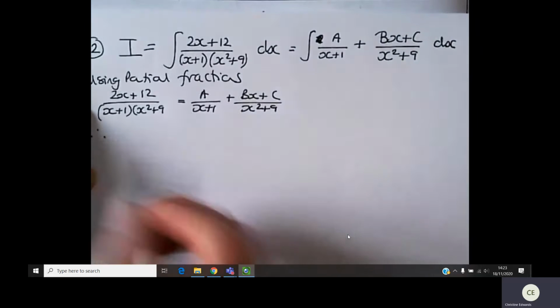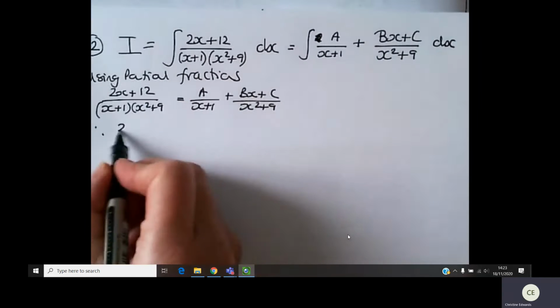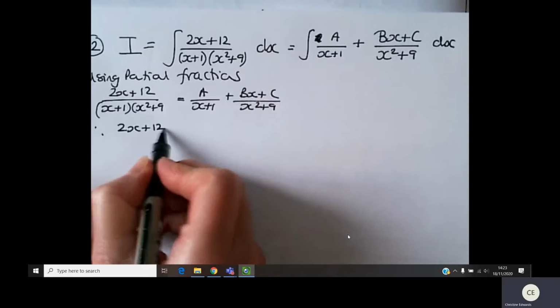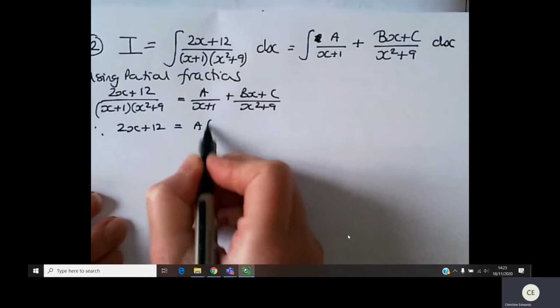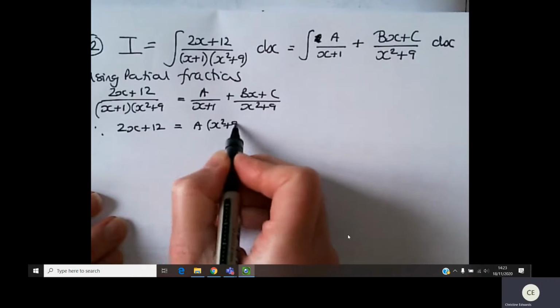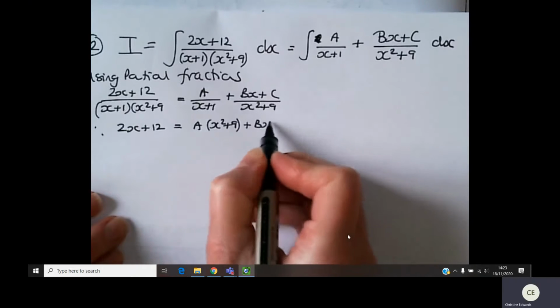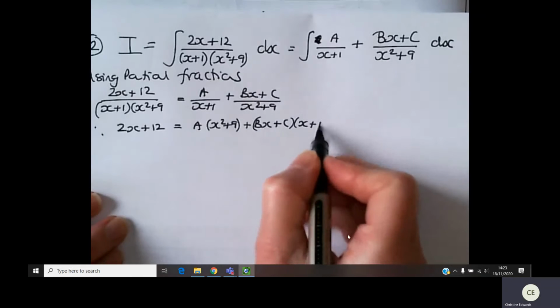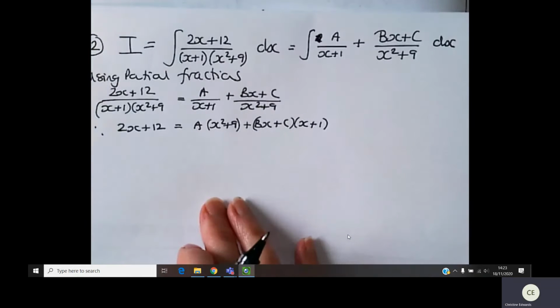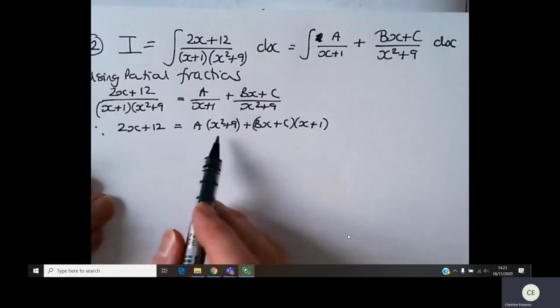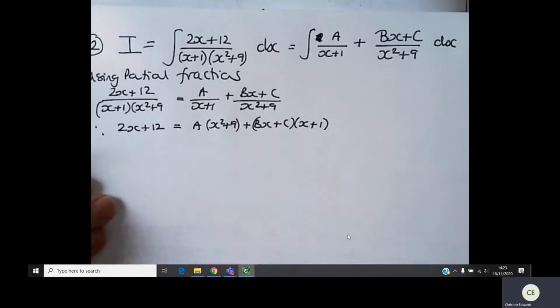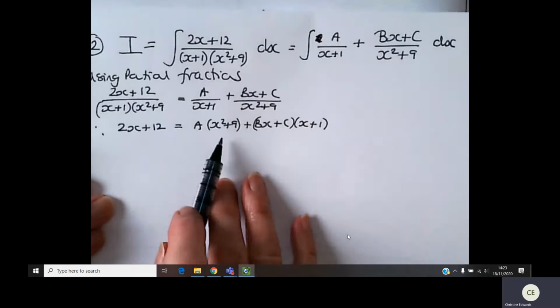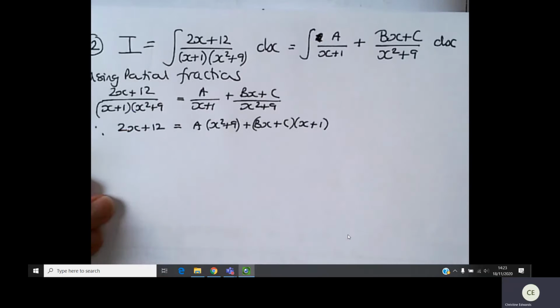Therefore, 2x plus 12 is going to be a times the x squared plus 9 plus bx plus c times by x plus 1. Now, the work to obtain the values of a, b and c is a little bit more onerous than the ones that you've met already. So we just need to try and make life as easy for ourselves as possible.